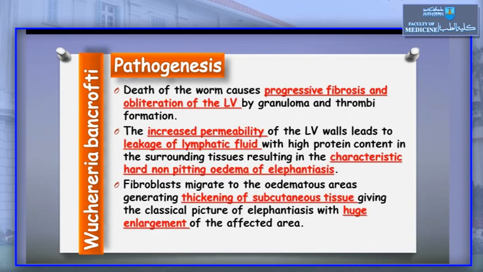Death of worms causes progressive fibrosis and obliteration of these lymph vessels by the granuloma and thrombi formed. The increased permeability of the lymphatic vessel wall leads to leakage of lymphatic fluid with high protein content in the surrounding tissues, resulting in the hard, non-pitting, brawny edema characteristic of elephantiasis. Fibroblasts migrate to the edematous area, generating thickening of the subcutaneous tissues, giving the classical picture of huge enlargement, or elephantiasis, of the affected area.